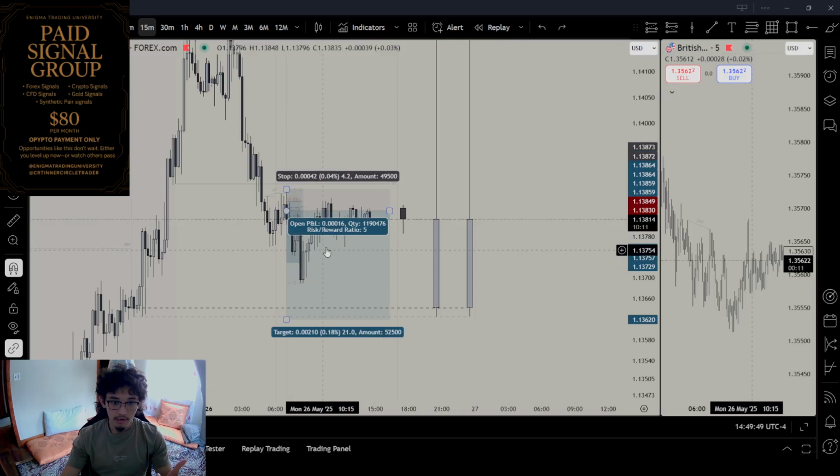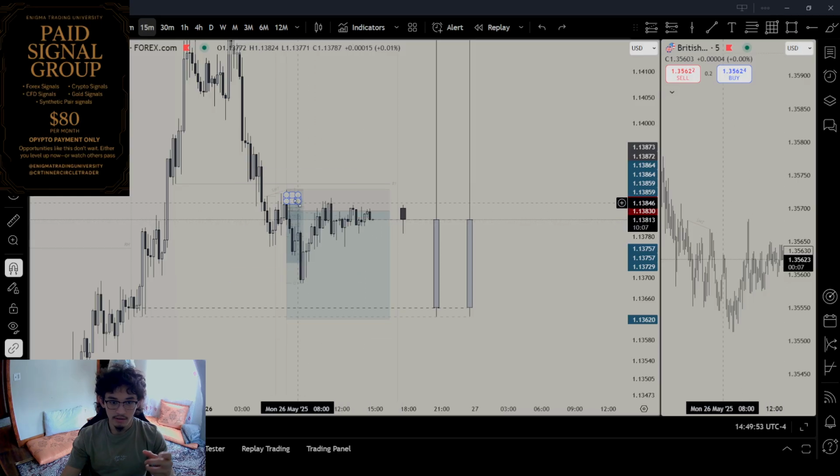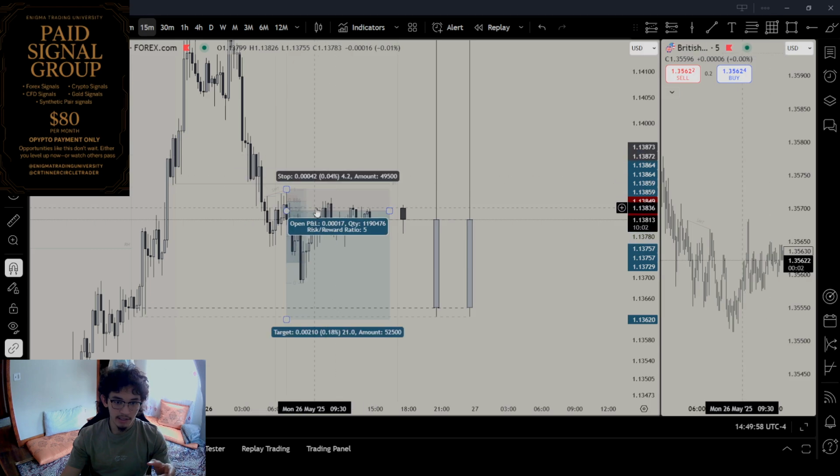But I was going for a 5RR, though this trade overall was not the trade I was supposed to take. This right here was my trade. If I had taken that trade, I would have been out. But the next time I didn't pay attention to the chart, so I got clapped.